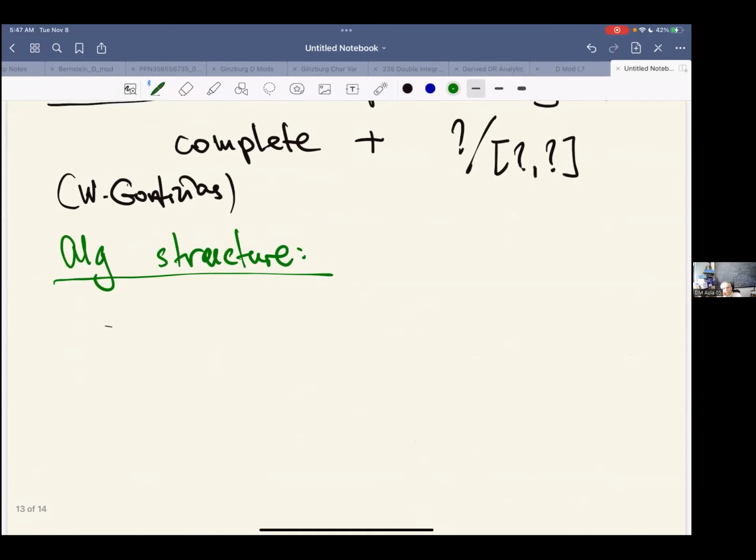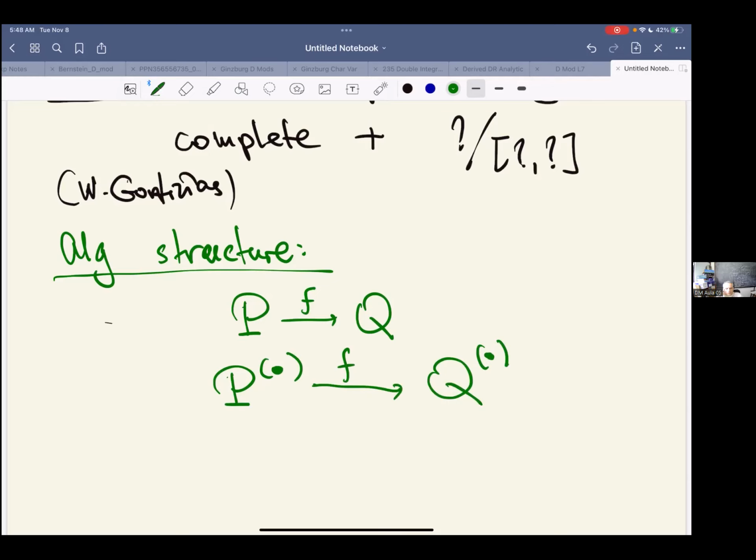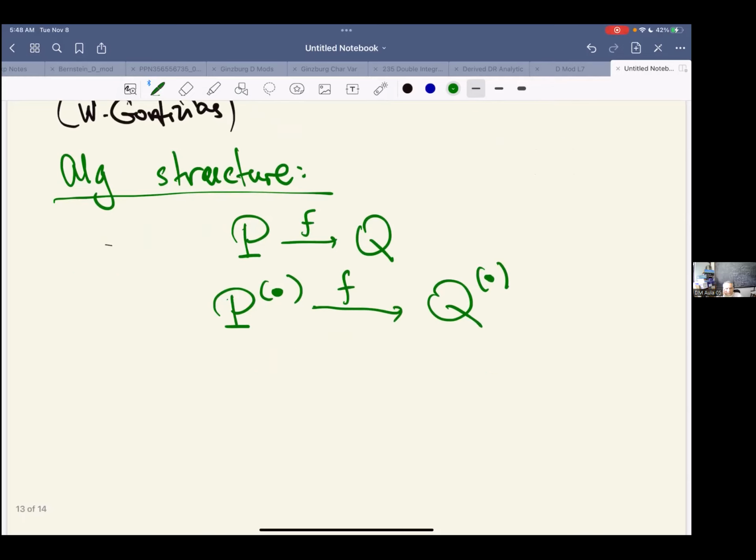And maybe let me put it this way. So if you have, then obviously, and by the way, I have to use some notation. So if I have a morphism of algebras, then it extends. So this is my version of my Čech-Alexander complex.